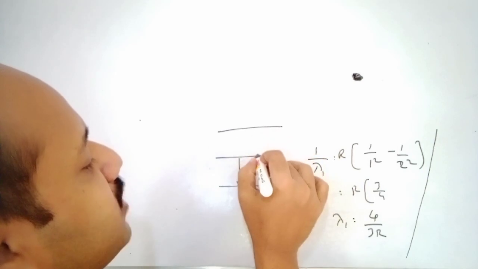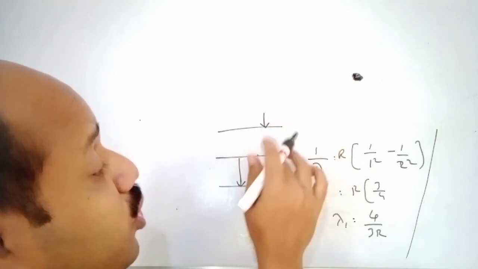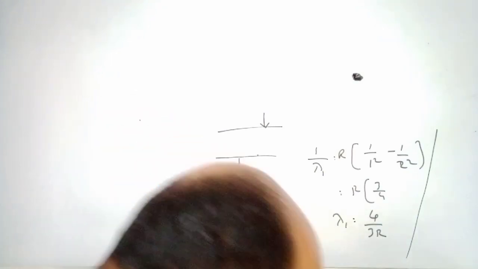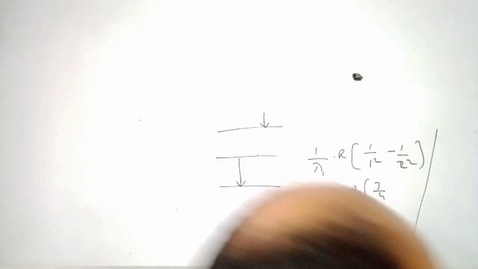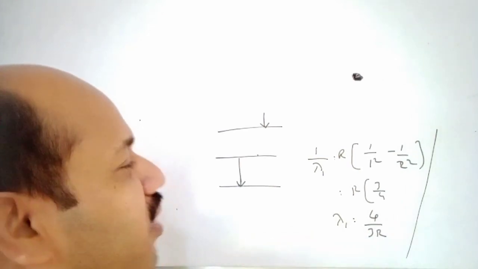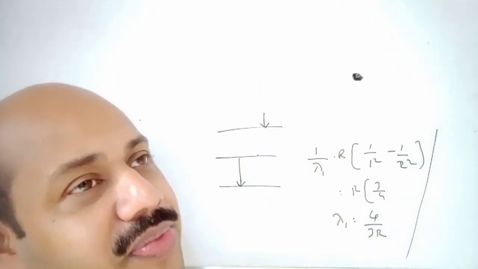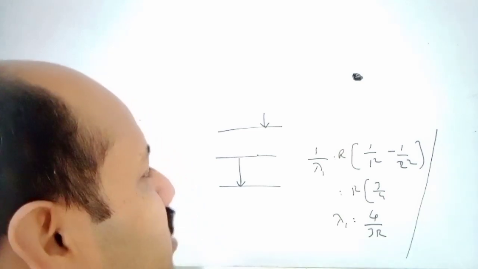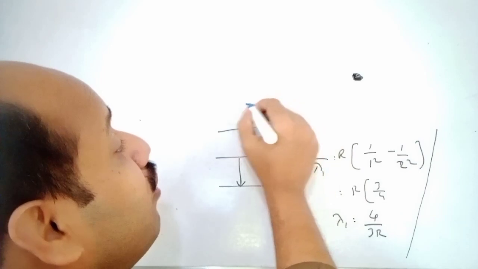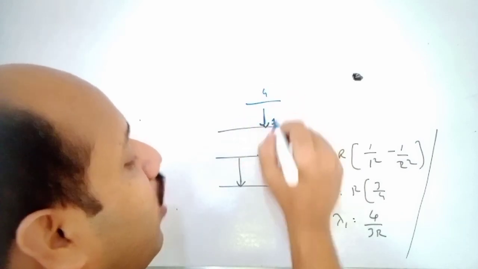Next one is Paschen. To 2 it is Balmer: from any higher level to 2 it is Balmer. From any higher level to 3 it is Paschen, right? Lyman, Balmer, Paschen. And the first line of Paschen means 4 to 3.